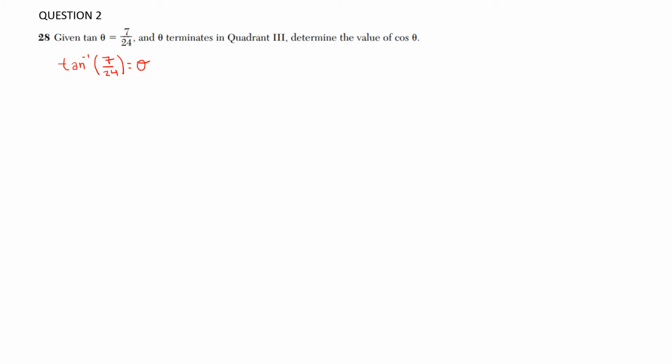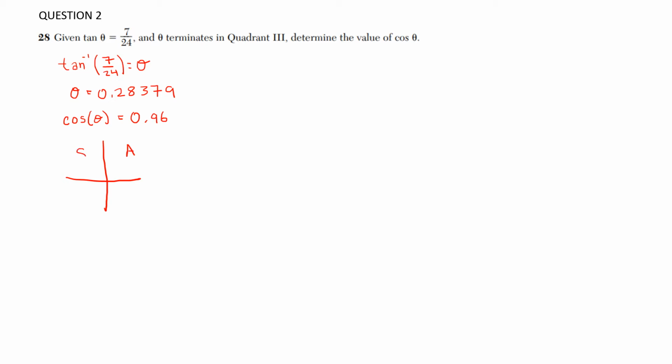Now you can plug this straight into your calculator and make sure your calculator is set to radians. And theta equals 0.28379. And we can simply just plug this theta value into cosine and get cosine of this number equals 0.96. But hold on, we're not done yet. We have this ASTC.